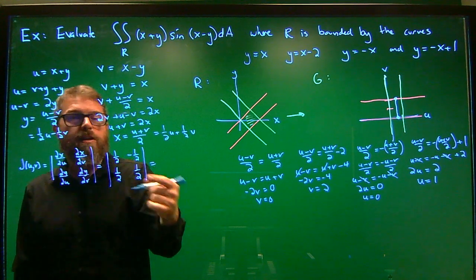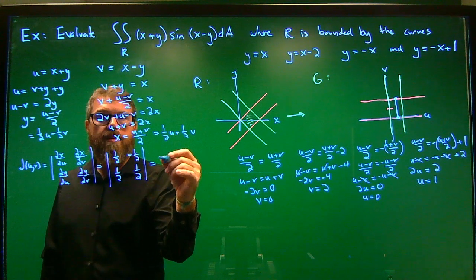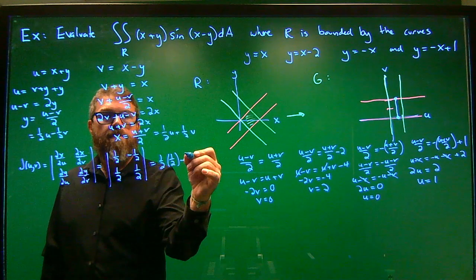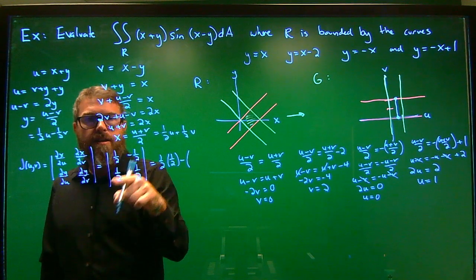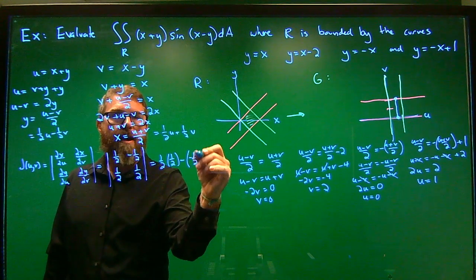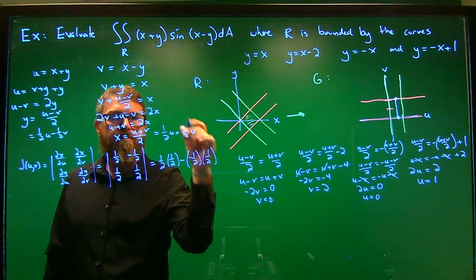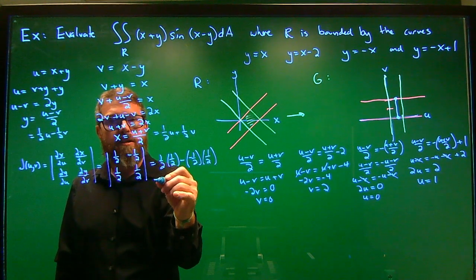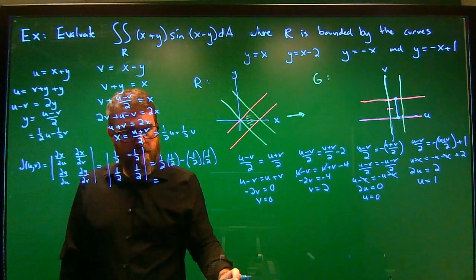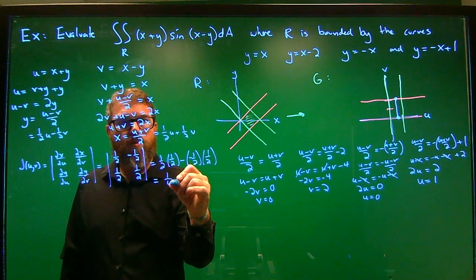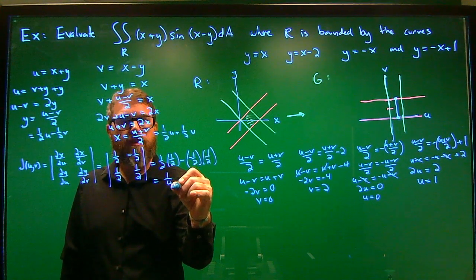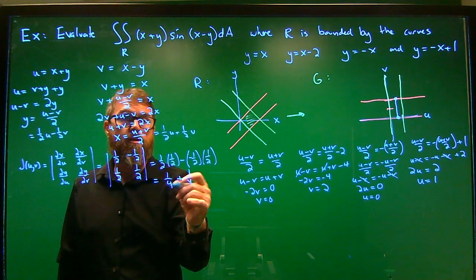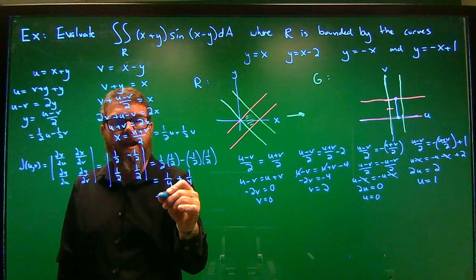And multiplying, we're going to multiply the diagonals. So the main diagonal, 1/2 times 1/2, minus the opposite diagonal, which is negative 1/2 times 1/2. So what we're going to get here is 1/4 minus a minus 1/4, which is going to be equal to 2/4, which is going to spit out 1/2.